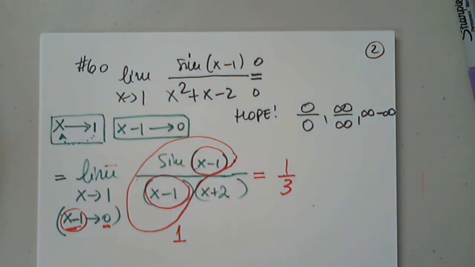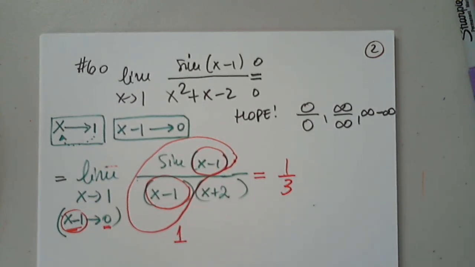One over 3. So this is 1. 1 plus 2 is 3, 1/3. Very good. Awesome.